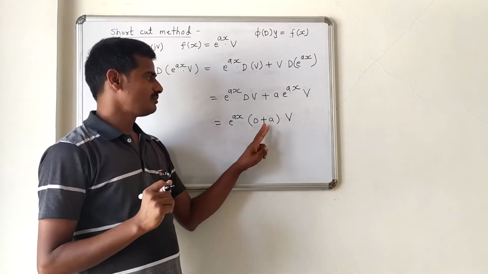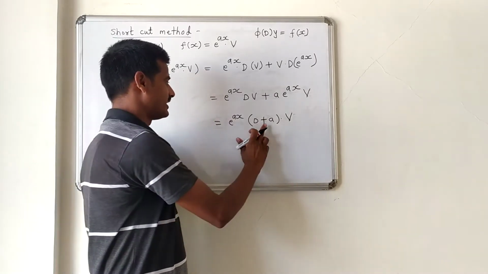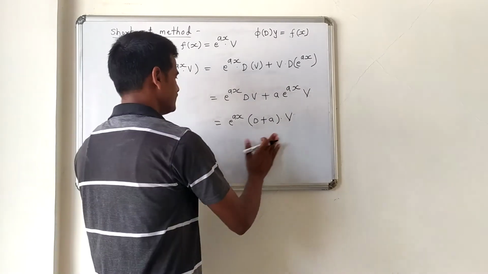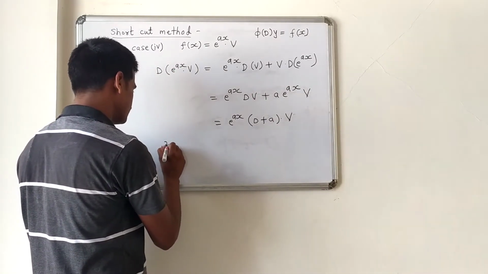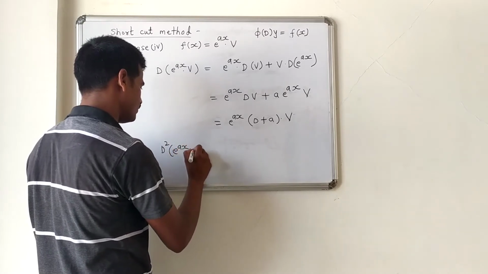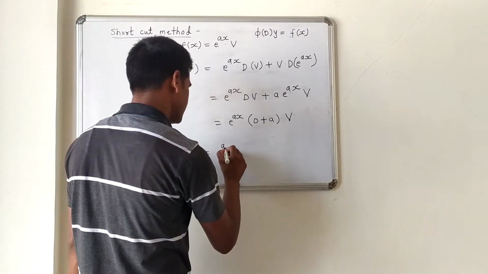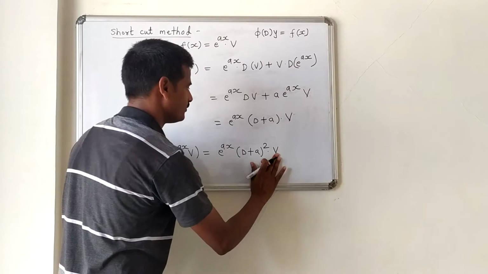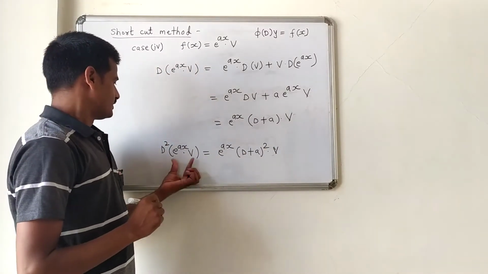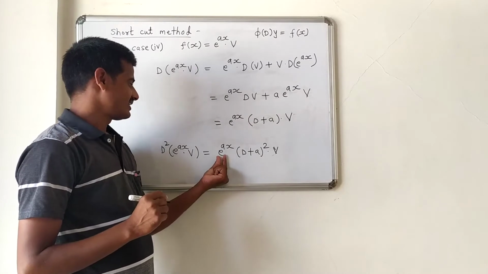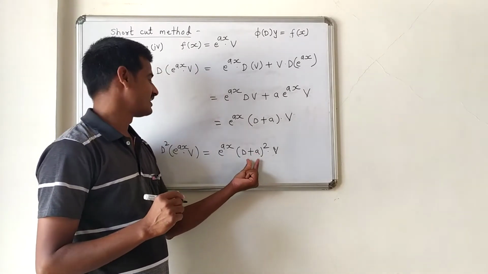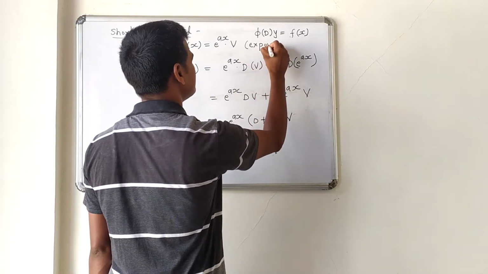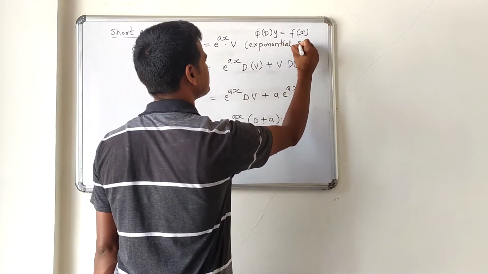Now please remember that while writing this expression, please write e to the power ax to the left of this operator. Similarly we can show that D square of e to the power ax into v is equal to e to the power ax into (D plus a) whole square into v. Again write e to the power ax to the left of the operator. This property is called exponential shift.